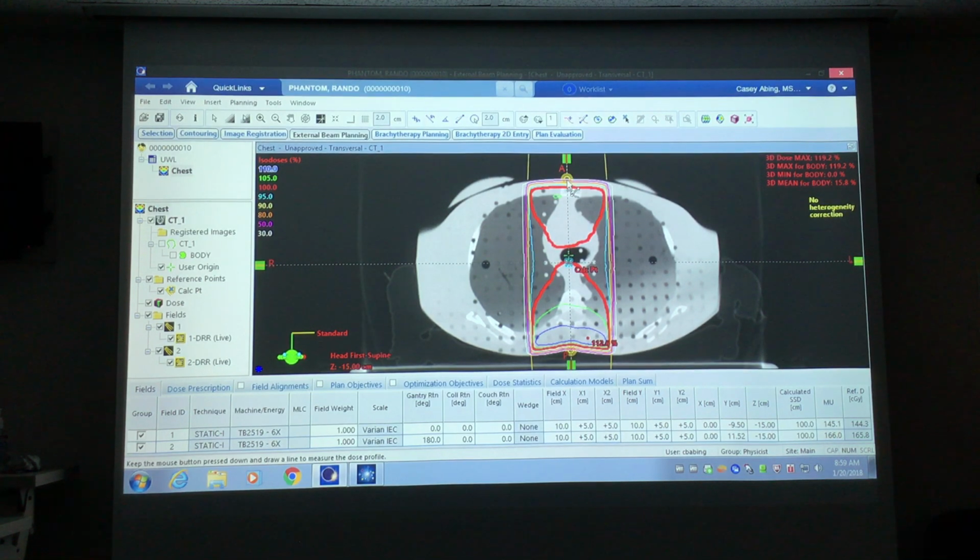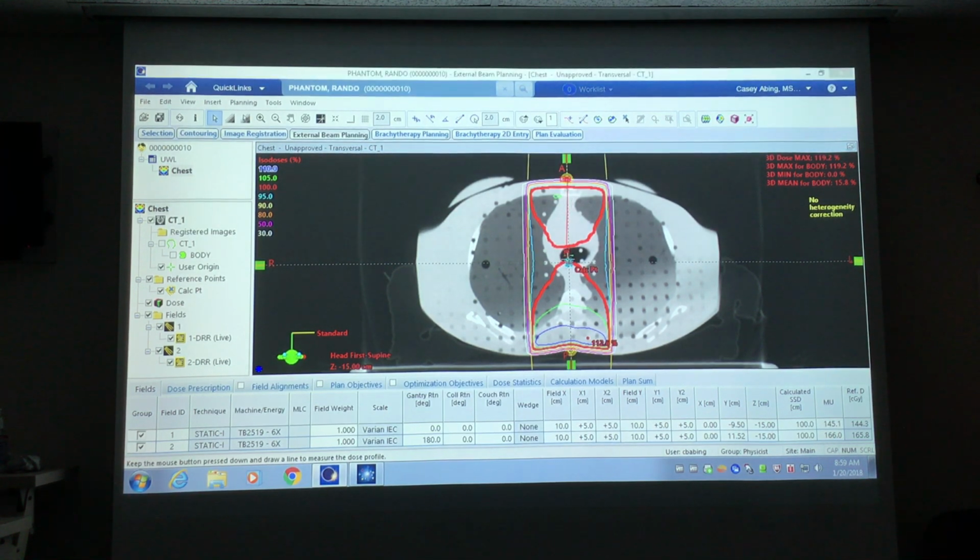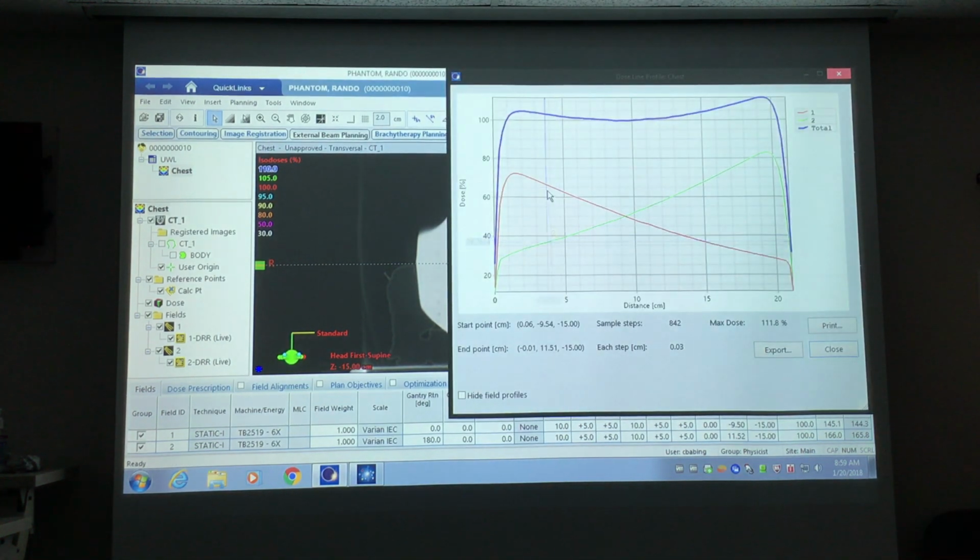If I take a dose profile from anterior to posterior, the red corresponds to field 1, the green corresponds to field 2, and the blue corresponds to the total. You can see red mimics a nice percent depth dose curve where we start right around 20%. Dmax occurs right at Dmax for 6x, which is about 1.5 centimeters, and then we get a fall off region after that. From the posterior, we get a similar aspect where we have an entrance dose right around 20%.